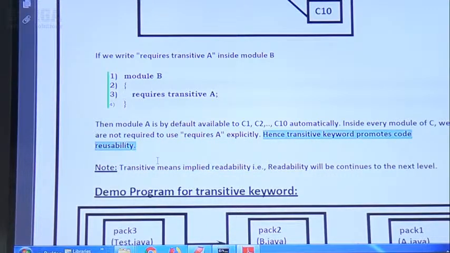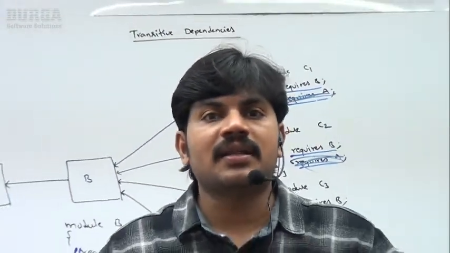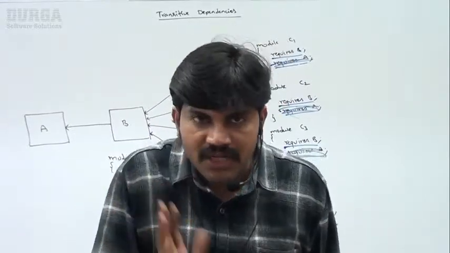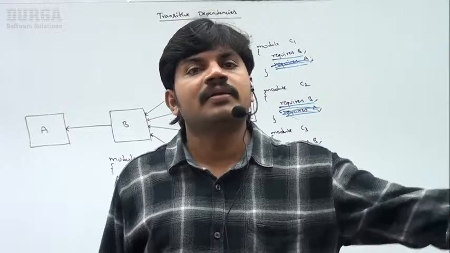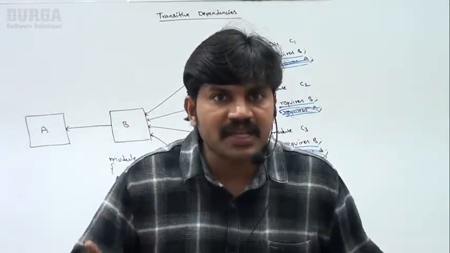I covered this already, right? The biggest advantage of the transitive keyword is code reusability. Sir, transitive means implied readability. That is, readability will be continued to the next level. That is the advantage of the transitive keyword. If I am using transitive, automatically this dependent module is available to the next level. We are not required to use requires explicitly. That is the biggest advantage of transitive.